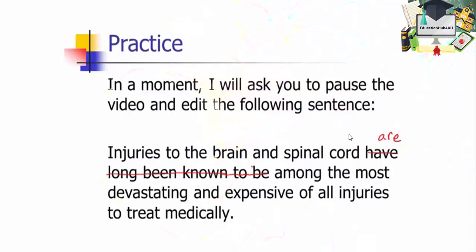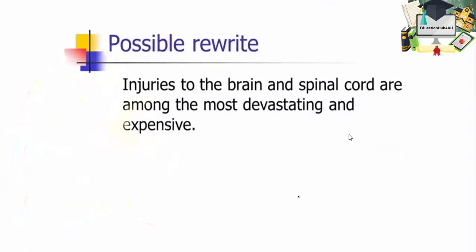among the most devastating and expensive, and then we get this little bit of repetition of all injuries to treat medically. Well, when we're saying they're devastating and expensive, it's kind of assumed that we're talking about their medical treatment, right? So I don't think we need any of this. So we just say, and of course the injuries is repetitive, so we just say injuries to the brain and spinal cord are among the most devastating and expensive, period. Again, you may have slightly different rewrites than this, but hopefully you have something somewhat similar.